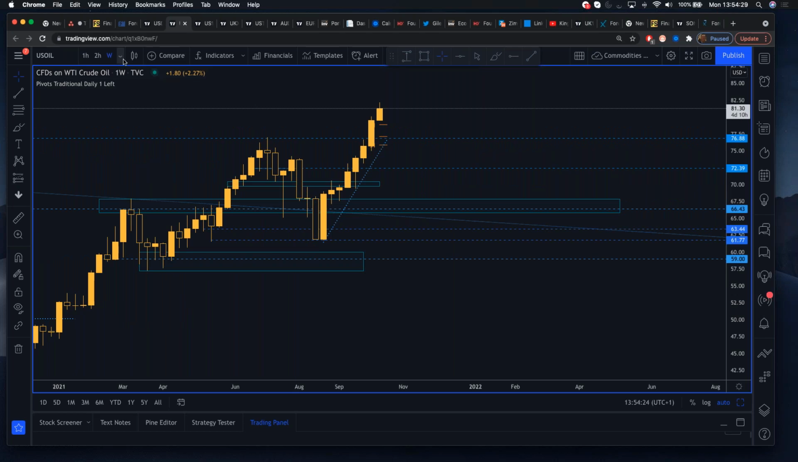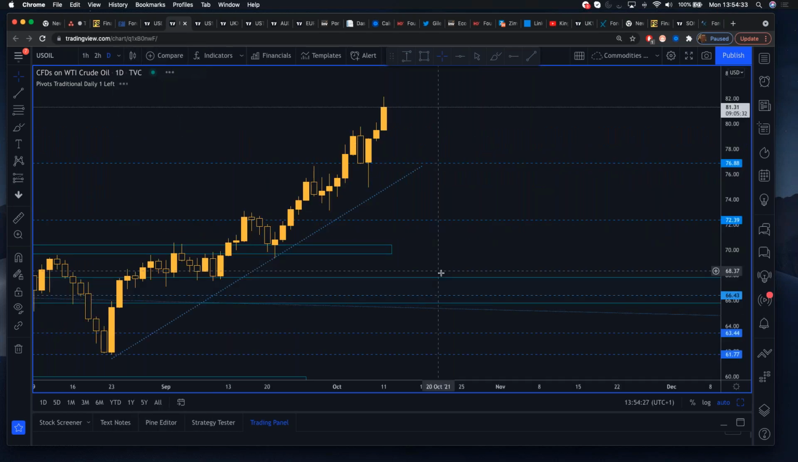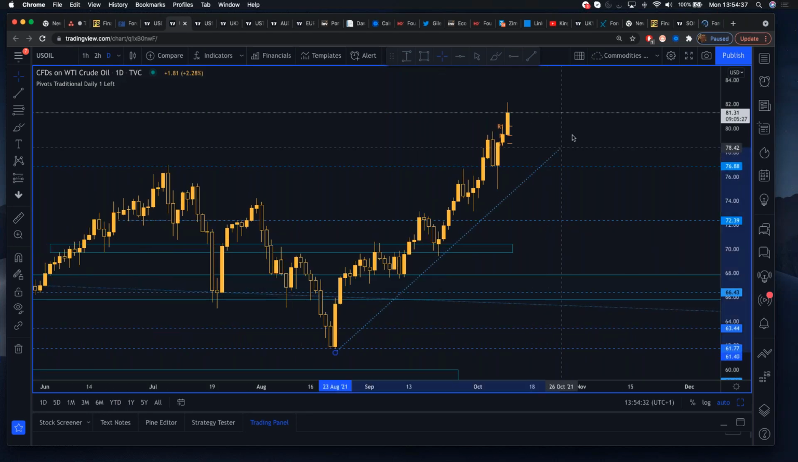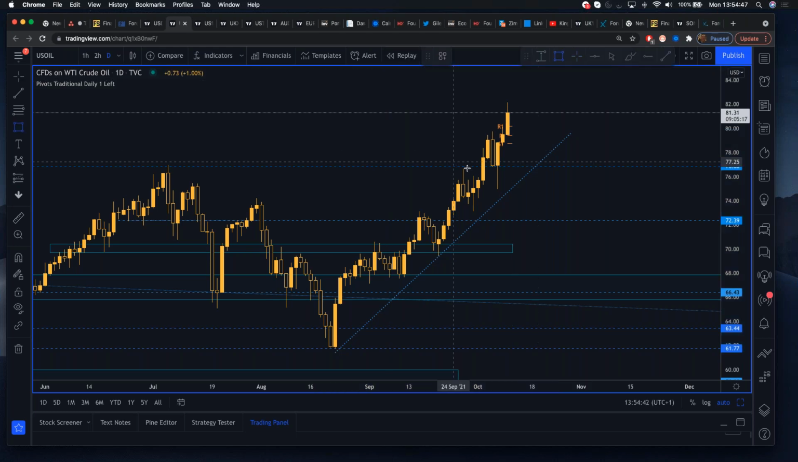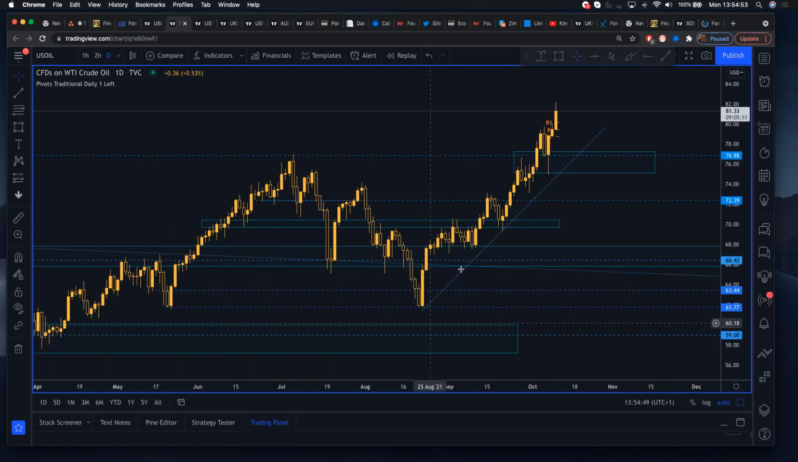Now, looking at how to get into this market, it's not worth chasing at these highs. Instead, any retracement back down to this 77 region is ideal for going long. So if we see any retracements back down to this level here, just 77, just above, expect buyers. Now that is a retest of that broken resistance. It's also this trend line here.